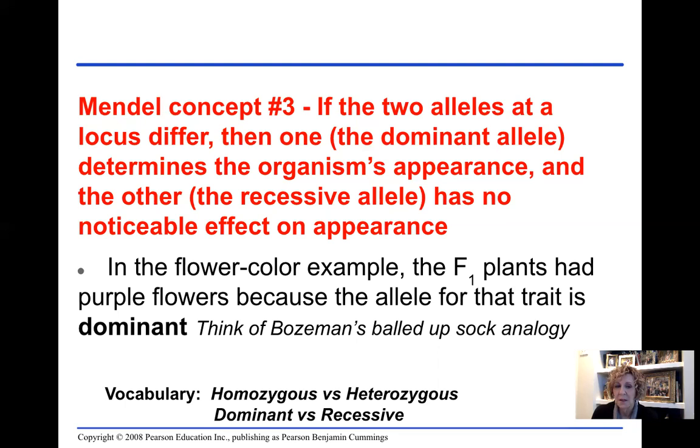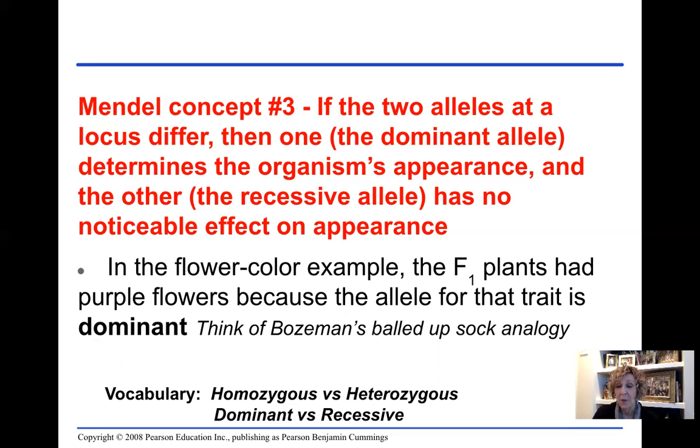So we're going to have some vocabulary words now that you need to know. Homozygous versus heterozygous. Homozygous means the two alleles are the same. Heterozygous means the two alleles are different, and dominant means that the allele is going to determine the organism's appearance, while a recessive allele does not have a noticeable effect on the appearance if the dominant allele is around. You would have to have two recessive alleles for it to affect the appearance of the organism.